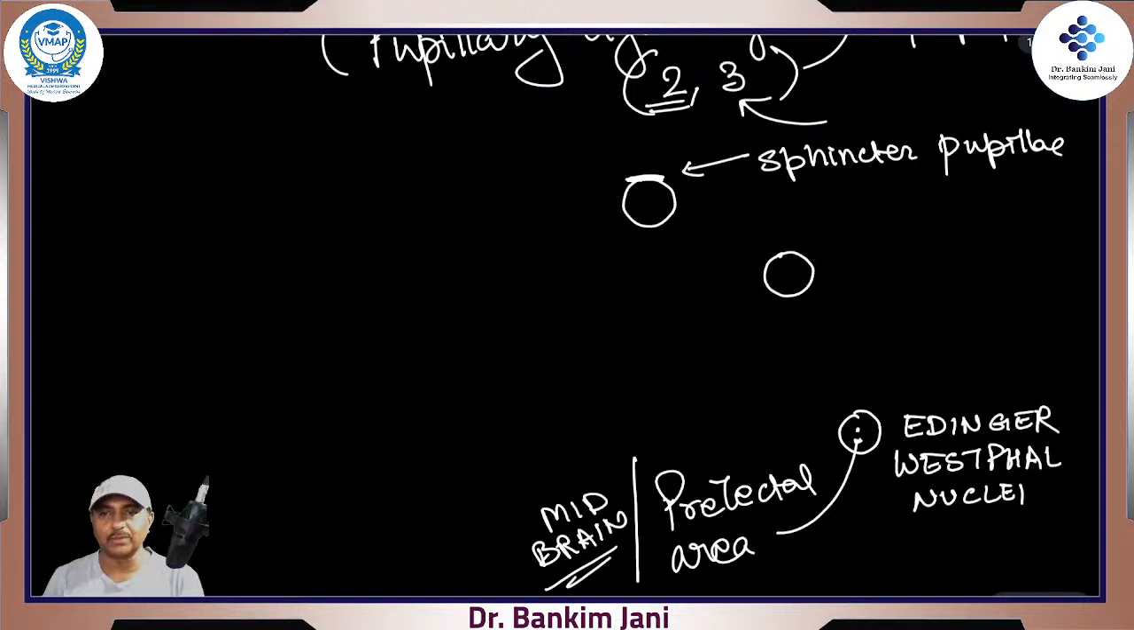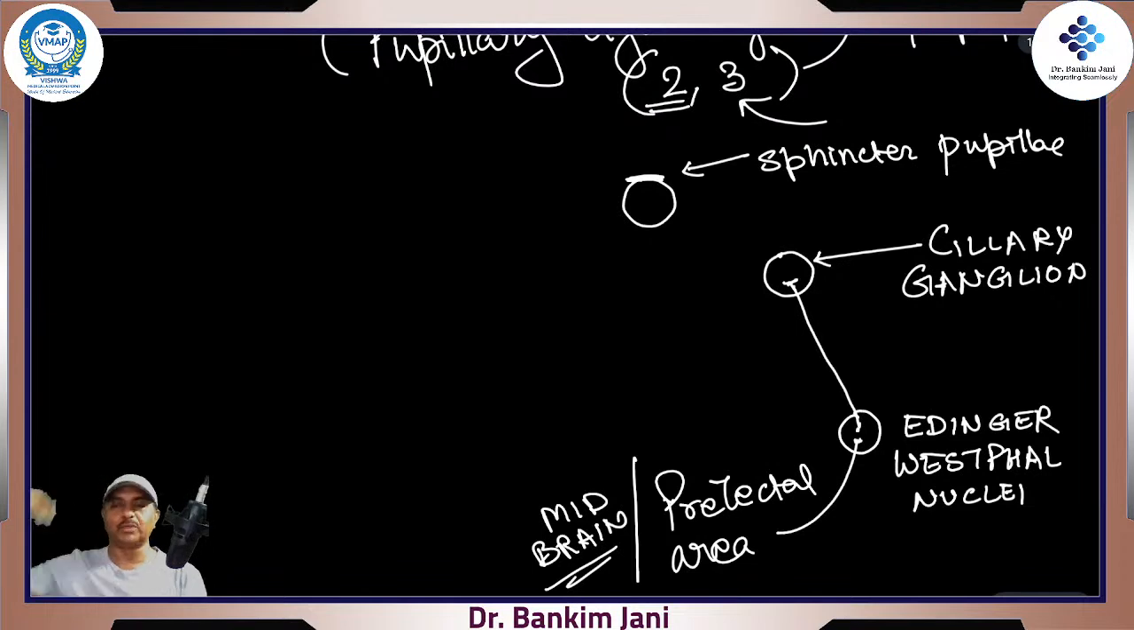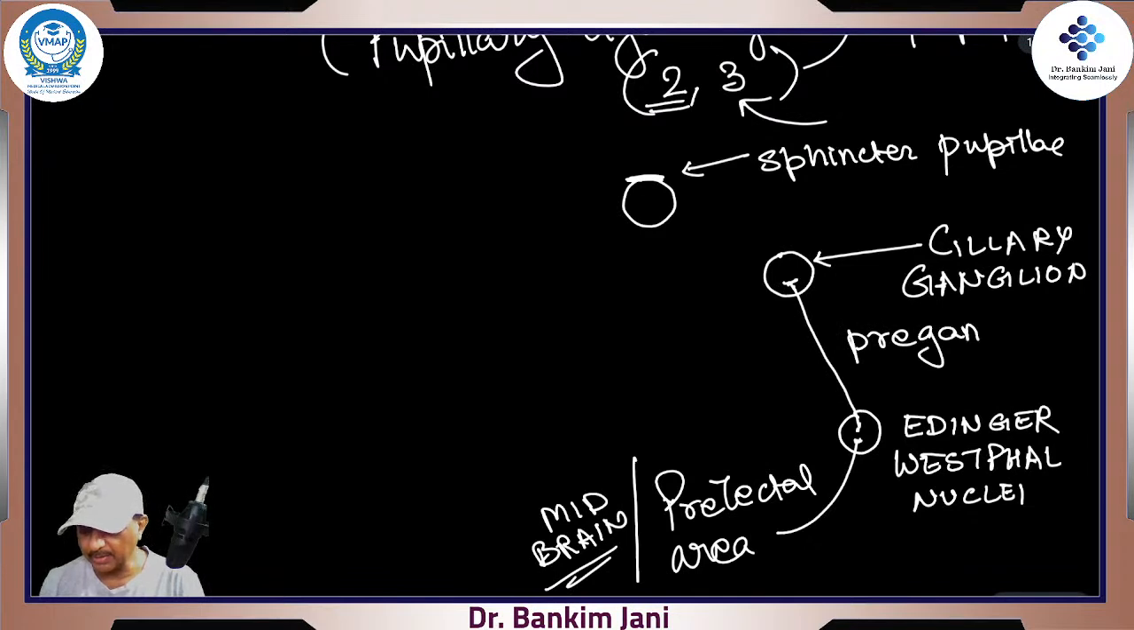So this is what is called the ganglion. That means it would be outside the brain. This is outside the brain, and that's why this ganglion is called the ciliary ganglion, right? And these fibers, they are before the ganglion, so we'll call them preganglionic fibers, right? They are called the preganglionic fibers.